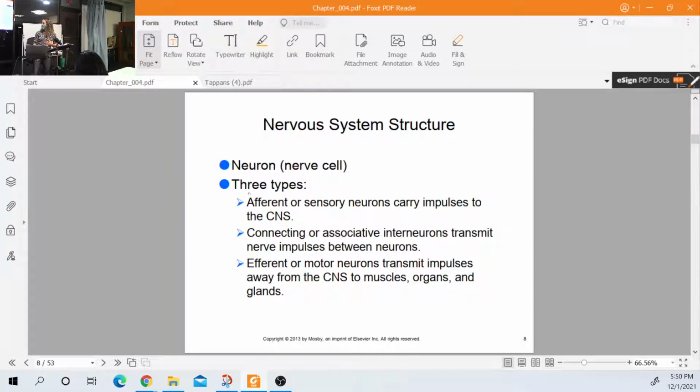So, afferent is the same thing as sensory. Efferent is motor. It's going to go towards the body parts to tell them what to do with its instructions.